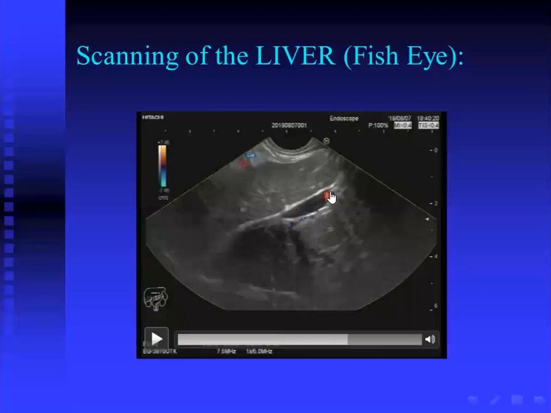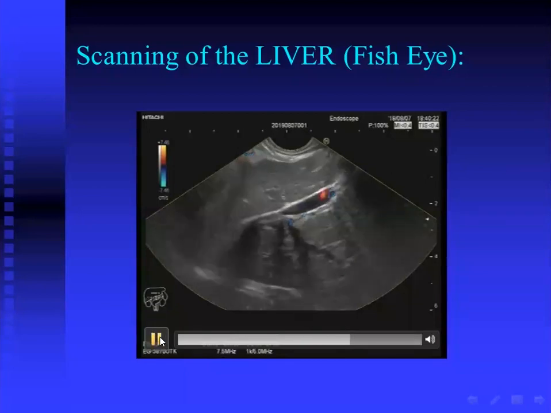At the level of the fish eye appearance, at the level of the left portal vein, I find here segments 4A and 4B. At the level of the ligamentum teres, here segments 3 and 4B. At the level of the ligamentum venosum, as I previously mentioned, this is segment 1 and segment 4B. So this is segment 3, 4A, and 1 caudate lobe, and all this area is 4B.